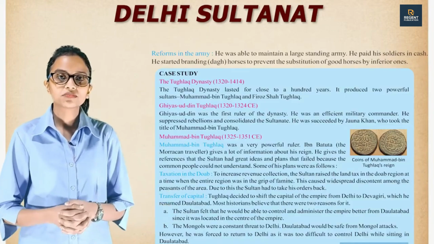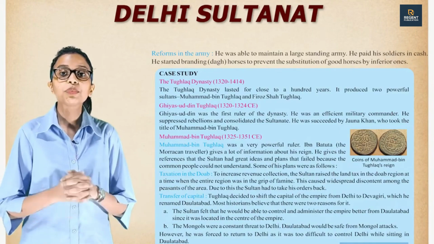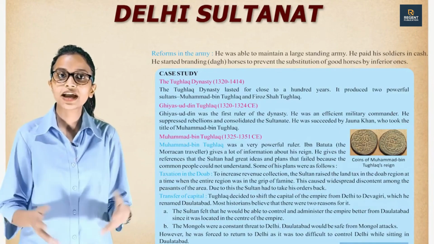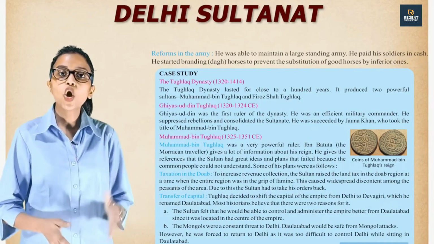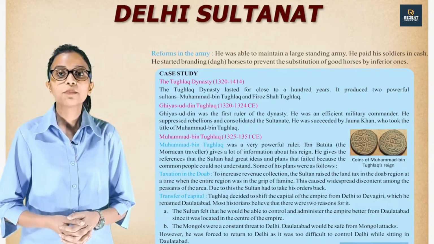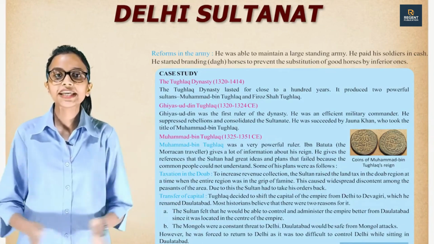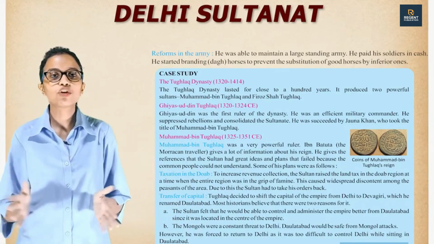Reforms in the army. He was able to maintain a large standing army. He paid his soldiers in cash. He started branding horses to prevent the substitution of good horses by inferior ones. Case study. The Tughlaq dynasty, 1320 to 1414.